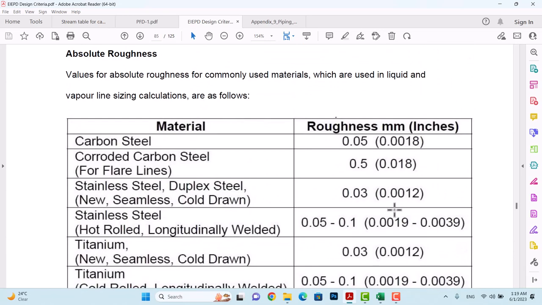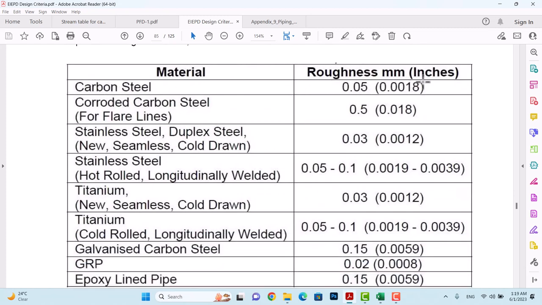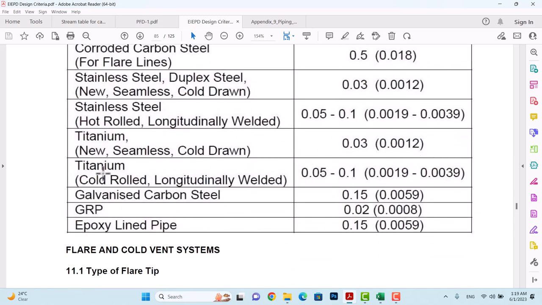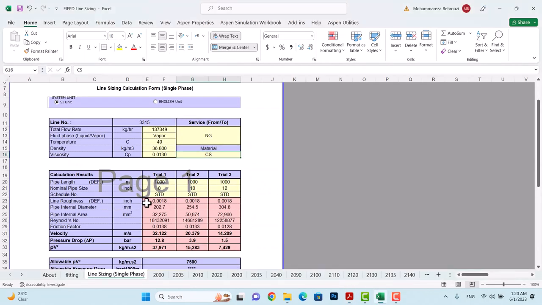You see here, values for absolute roughness for commonly used materials which are used in liquid and vapor line sizing calculations are as follows. If you select carbon steel, the roughness in inches is this value. If you select, for instance, a stainless steel, this value. Duplex steel. If you select a stainless steel with these characteristics, the value is between this and this one. And I normally select an average, which is 0.0029. And other material with other roughness in inches or in millimeter. Here is the basis for selection of roughness based on the materials.